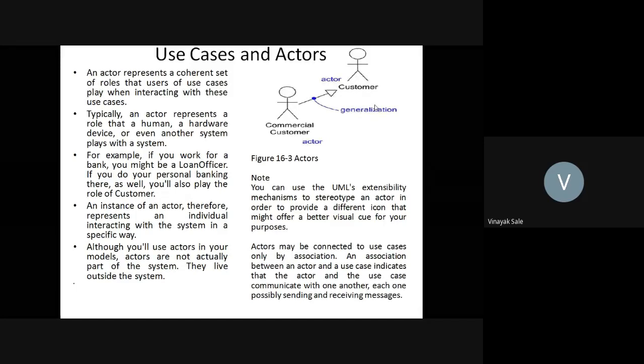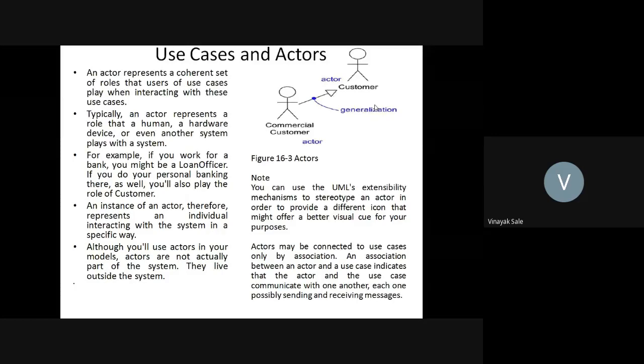So you can use UML's extensibility mechanisms to stereotype an actor in order to provide different icons that might offer a better visual cue for your purposes. An actor may be connected to use cases only by association. An association between an actor and a use case indicates that the actor and the use case communicate with one another, each possibly sending and receiving messages.